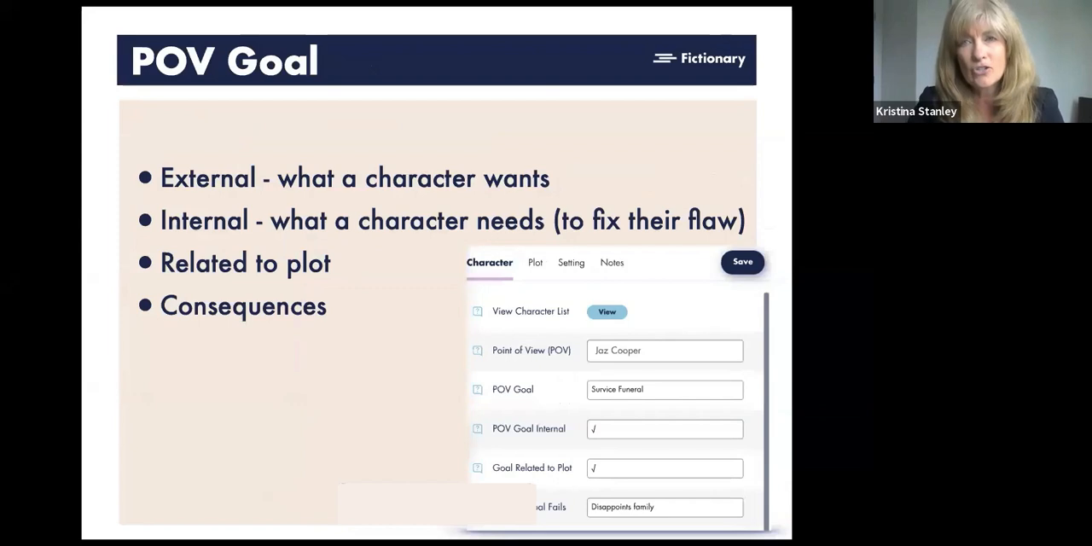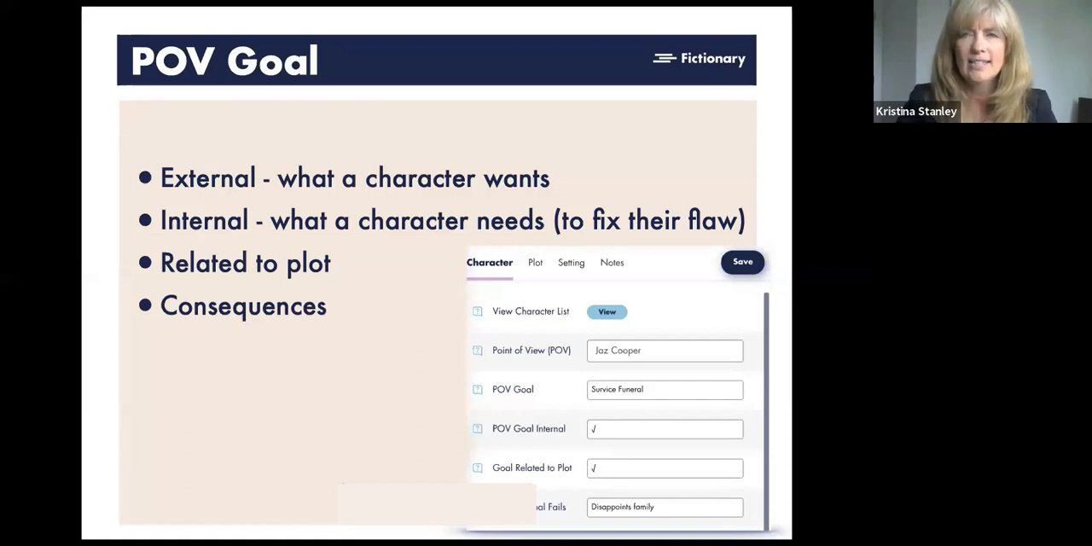So there's an external goal, which is, for a murder mystery, the external goal of the protagonist is usually to solve the murder. And then they will have external goals per scene, and it might be examine the crime scene, would be a goal for the opening scene, perhaps. But they'll also have internal goals. And the internal goal is really usually related to some character flaw that they may or may not know about, but they need to fix. And it will be related to their character arc.